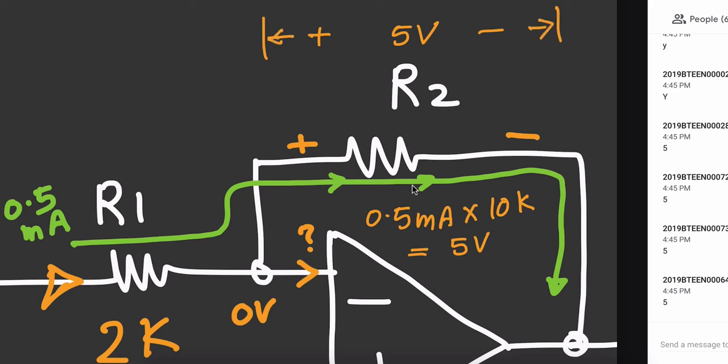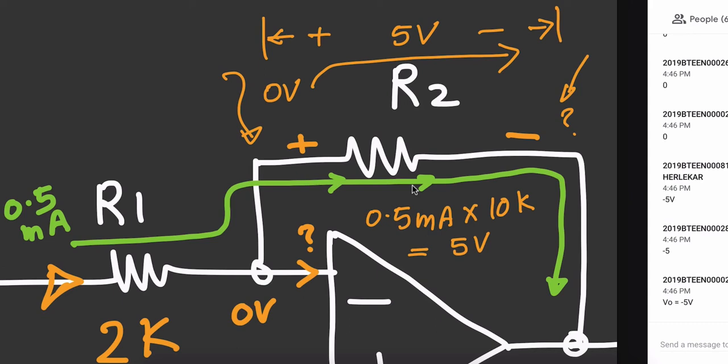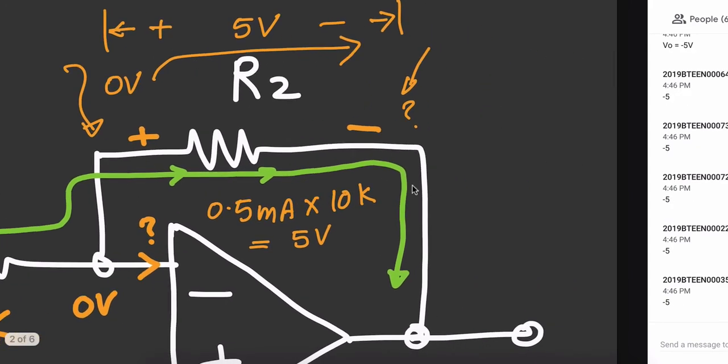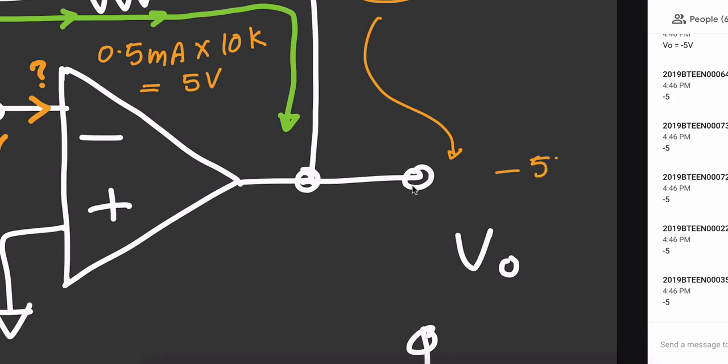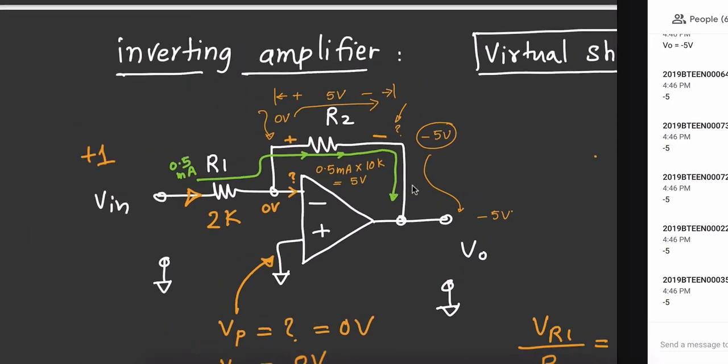Right. What is the voltage of the left hand side of R2? देखो यहाँ लिखा है ऑलरेडी, 0 है, तो मैं यहाँ लिखता हूँ 0. तो ये 0 में से 5 गया, तो यहाँ कितना आएगा? -5. So I'll write down here -5 volt. So the output voltage will be -5 volt. Okay, this is what is done.